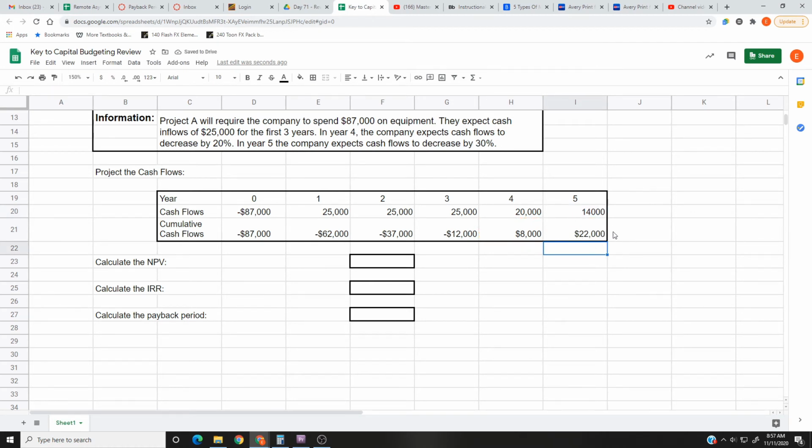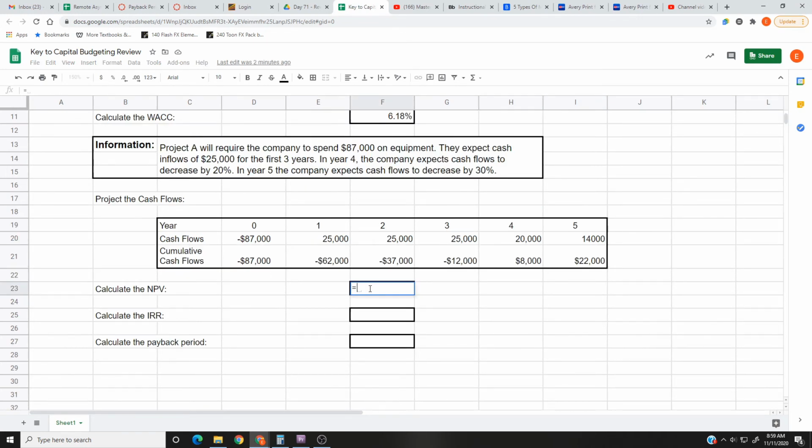Now, just remember, $22,000 is not what we will actually make off this project, because this does not account for the fact that cash in the future is not worth as much as it is today. All right, let's move on though. So let's now calculate the NPV.